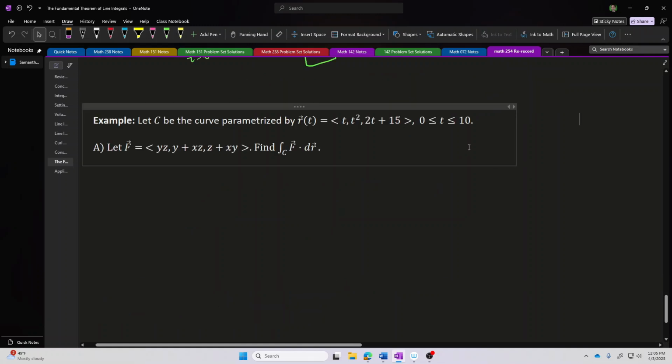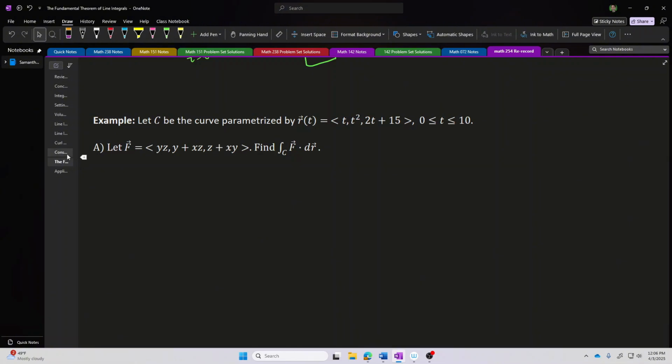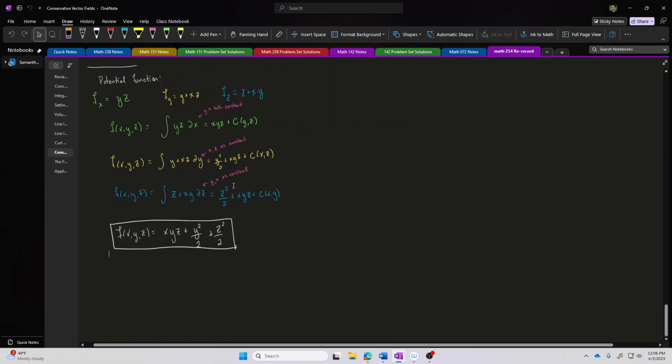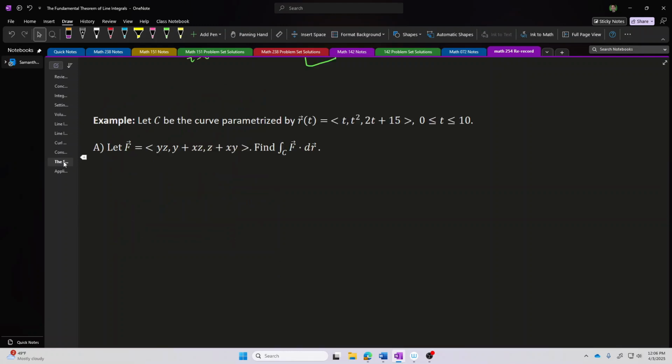Let's do another example of calculating line integrals of vector fields using the fundamental theorem if we can. So here we have this vector field F equaling yz, comma, y plus xz, comma, z plus xy. And just as a reminder, this is the same vector field that we worked with in the previous lesson, which we saw was conservative, and this was the potential function. We calculated that in the previous lesson.